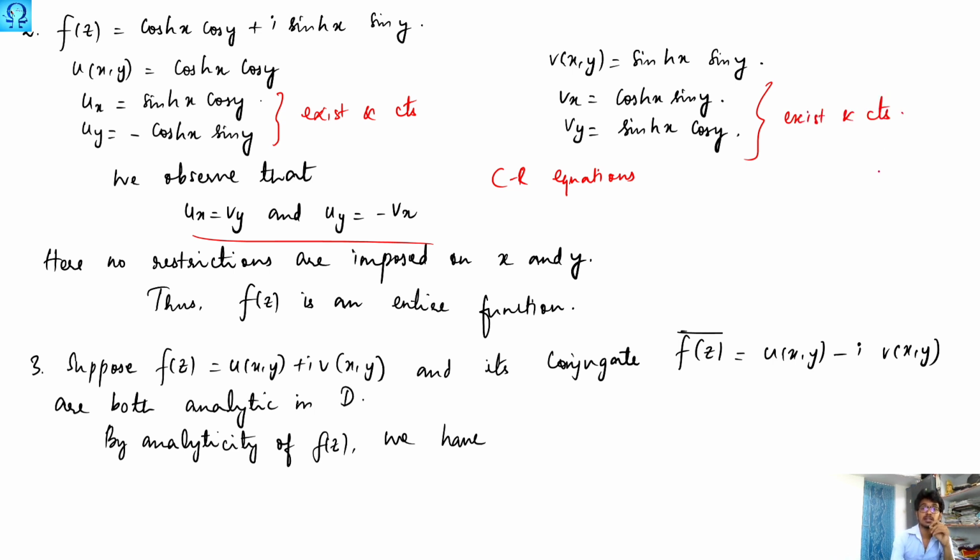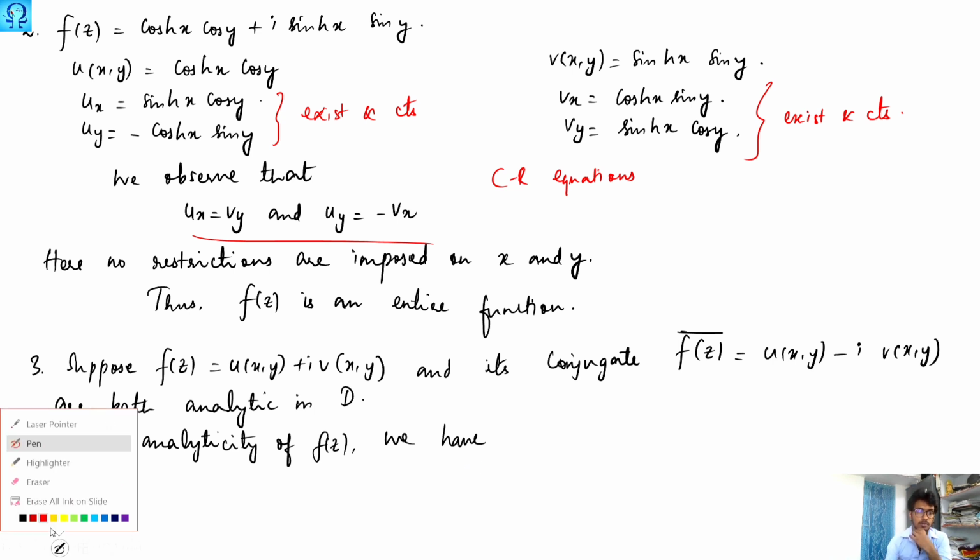So by the necessary and sufficient condition, we come to a conclusion that the function is differentiable, and the function is differentiable everywhere on the z plane. That is why we have come to the conclusion that the function is an entire function.